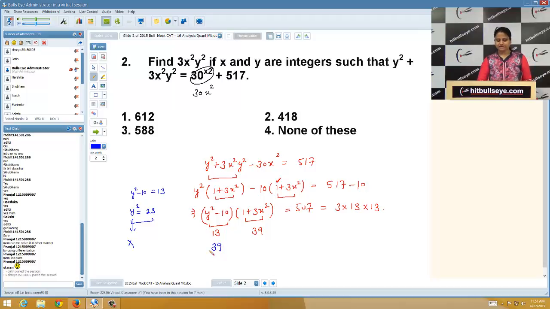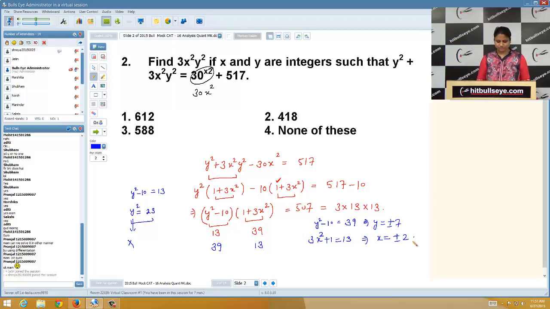By hit and trial, we can take y square minus 10 is equal to 39, because in that case y will be plus minus 7 and the remaining thing we are left with is 13. So if we solve y square minus 10 is equal to 39, we will get y is equal to plus minus 7, and 3x square plus 1 is equal to 13, we will get x is equal to plus minus 2. That is a possible solution. Except this, we are not getting any integral solution. That's why we can take y is plus minus 7, x is plus minus 2 and we can calculate the value of 3x square y square.